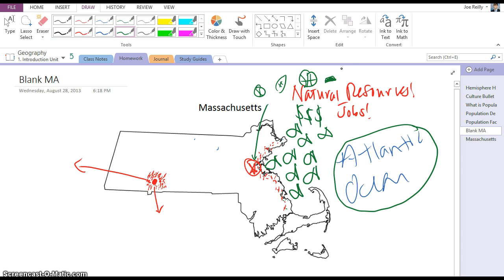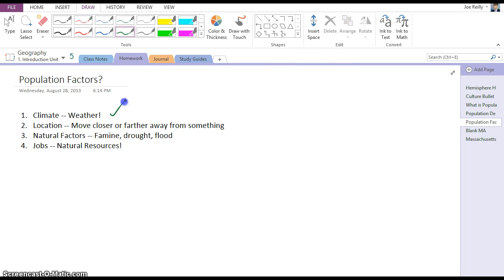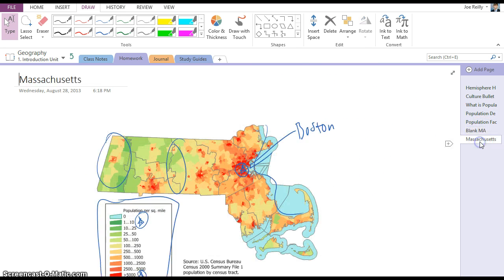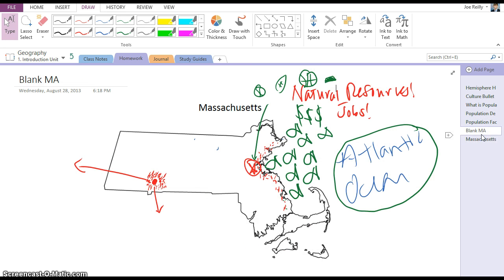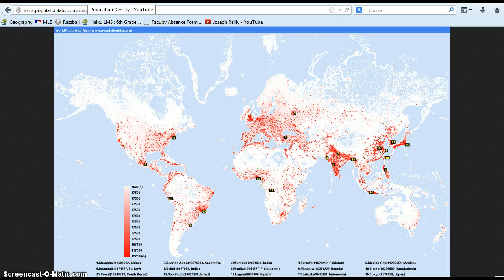So those are a lot of reasons why people might move to certain places. Okay? So, climate, location, natural resources, and some other natural factors like a drought or a flood. Those are the reasons why people might move to certain places and how we get higher population densities or lower population densities. To finish, let's look at a YouTube clip that I've taken from another video.